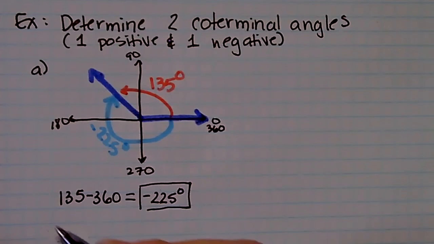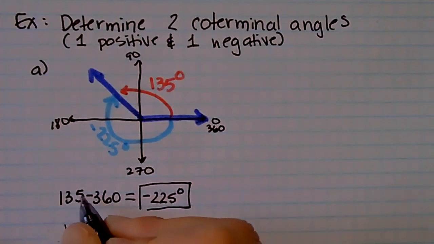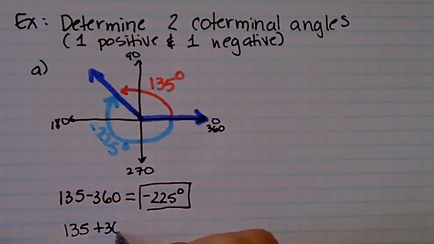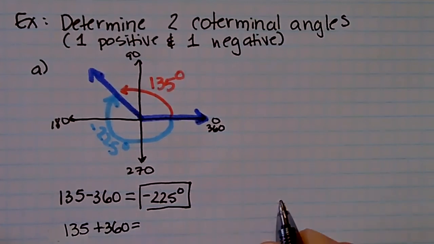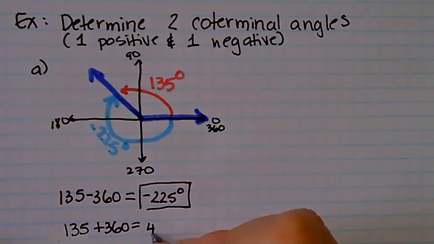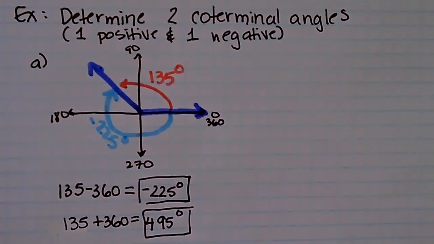Okay, so I'm going to start with my angle. I'm going to start with my 135 here. I subtracted it. Now I'm going to add 360 onto it. And when I add 360 onto it, I get 495 degrees. And that's going to be another coterminal one.